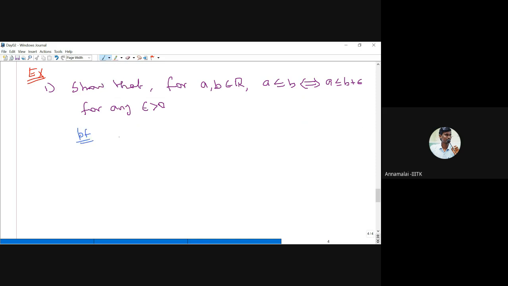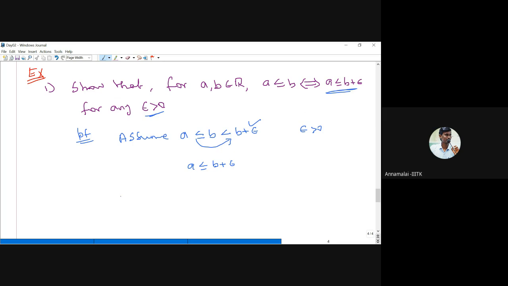First assume that a is less than or equal to b. We have to prove this for any positive epsilon. We know that b is strictly less than b plus epsilon, provided epsilon is positive, because if I add a positive quantity to b, then b plus epsilon is bigger than b. Therefore by transitivity we get a is less than or equal to b plus epsilon.